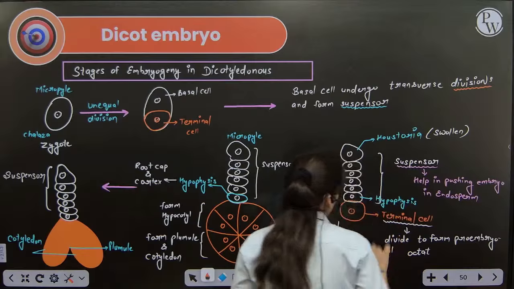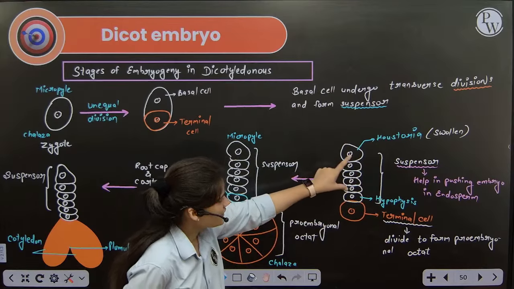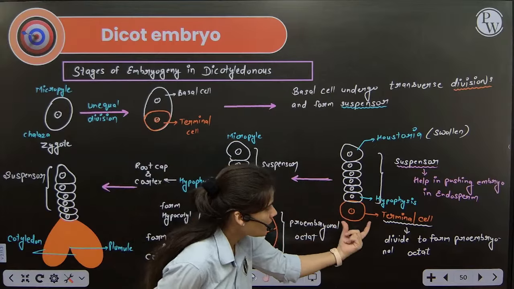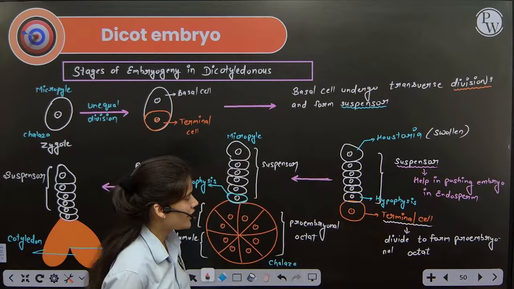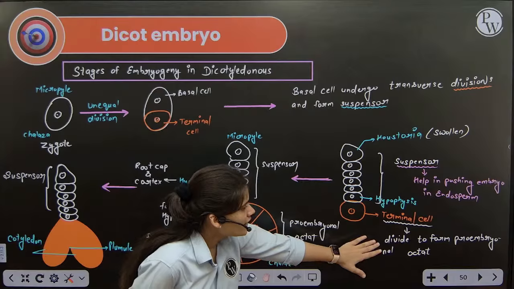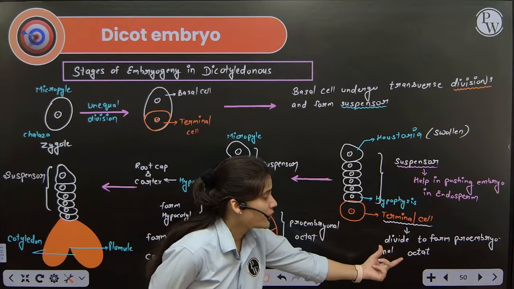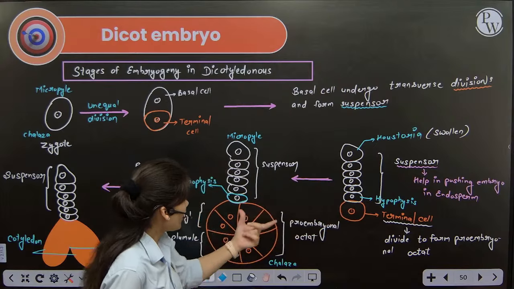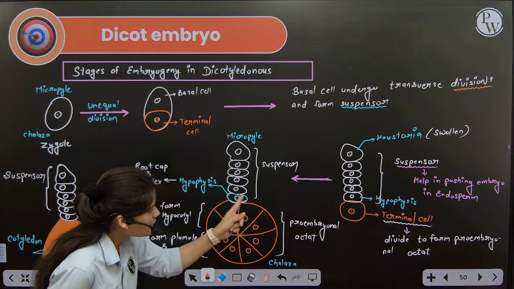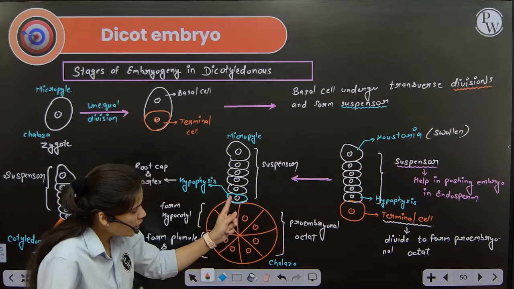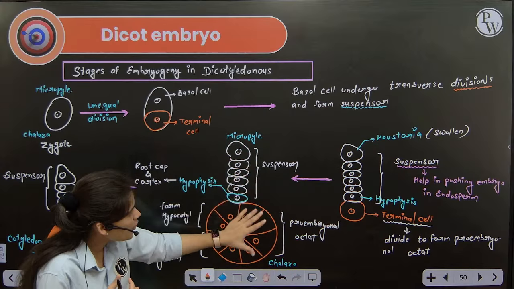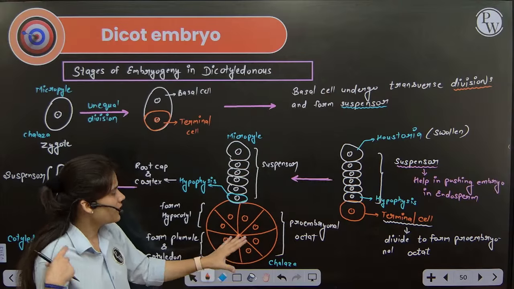Then what happens? The basal cell towards the micropyle divides. Now the terminal cell divides to form the proembryonal octet. The proembryonal octet is formed towards the chalazal end. This is about the proembryo.